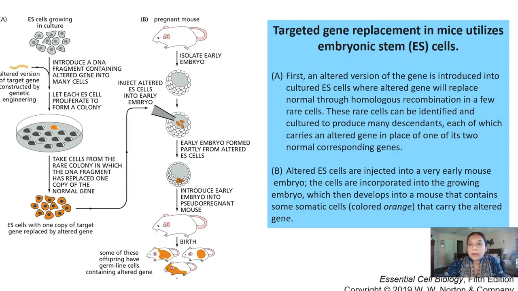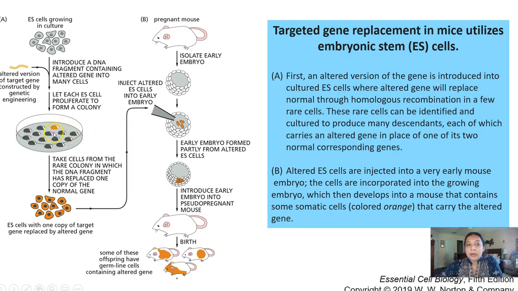So one of the ways that we do that is through targeted gene replacement. A lot of times in mice, but again can be done in C. elegans, in yeast, in different cells. So in this case, you have embryonic stem cells that are growing in culture. We take the altered version or the targeted version of the gene that we have created and introduce this fragment into the cells and allow them to proliferate.